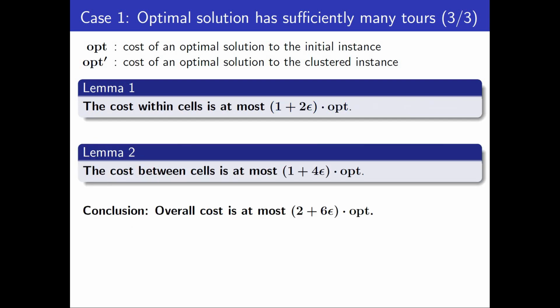Combining Lemma 1 and Lemma 2, we conclude that the overall cost of our solution is at most 2 plus 6 epsilon times opt.